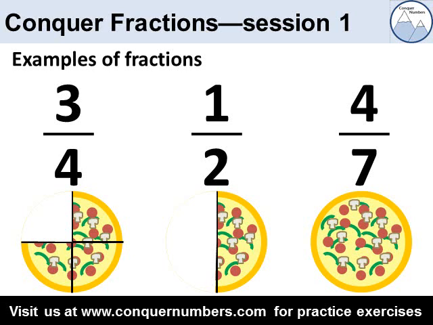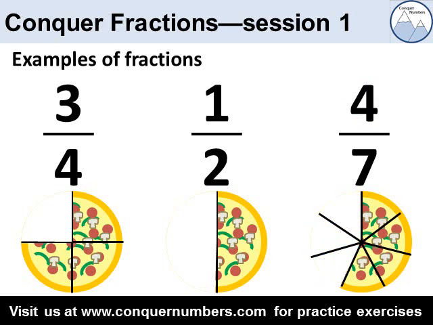Let's make it a little harder. What would 4/7 of a pizza look like? Remember, the denominator, the lower number, is a 7. So we're going to cut the pizza into 7 equal slices. 1, 2, 3, 4, 5, 6, 7. Now the numerator is a 4, so we're going to take 4 of those slices for ourselves.